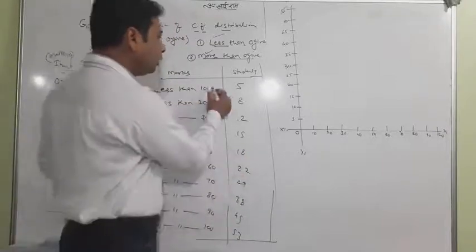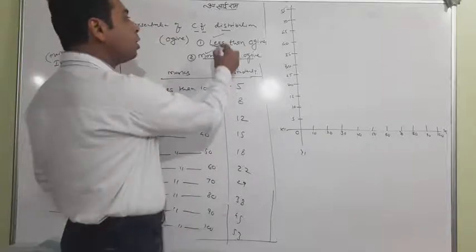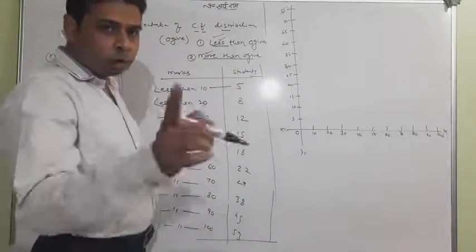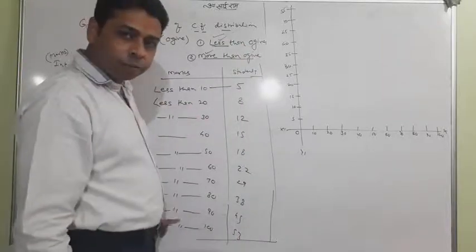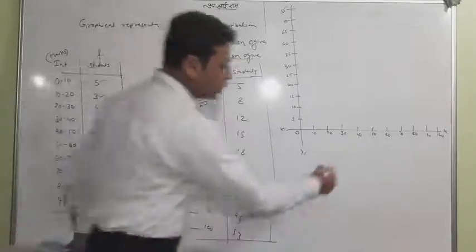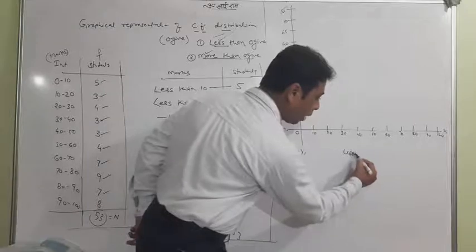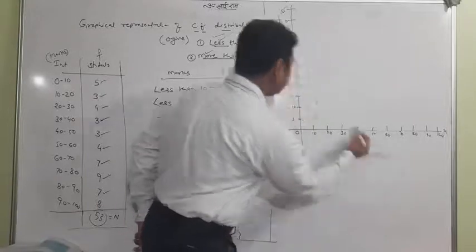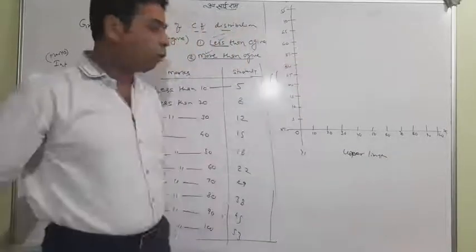Now use these two for making what? The less than ogive. For the less than ogive, always use less than language. Second, in the less than ogive, always use the upper limit. So this is none else but the upper limit. And this is the CF. Now use it.